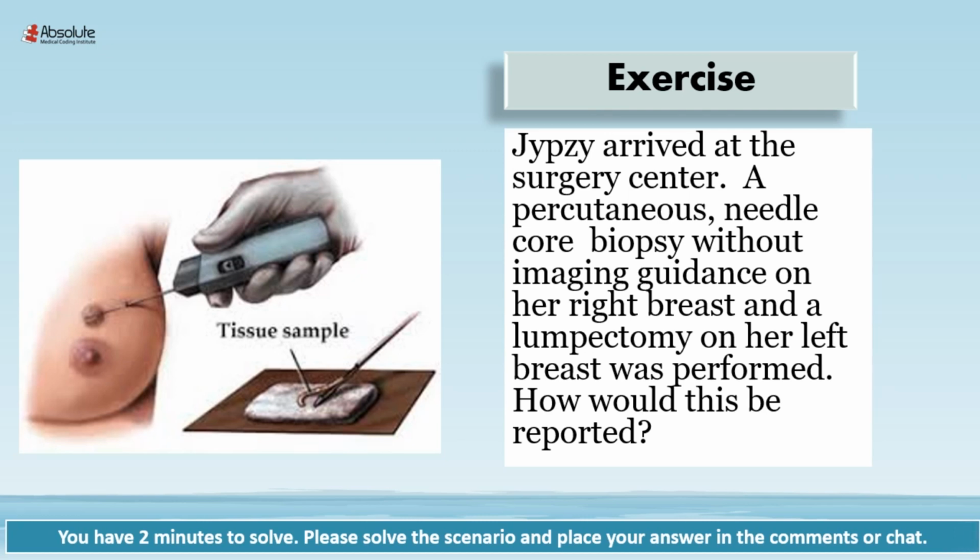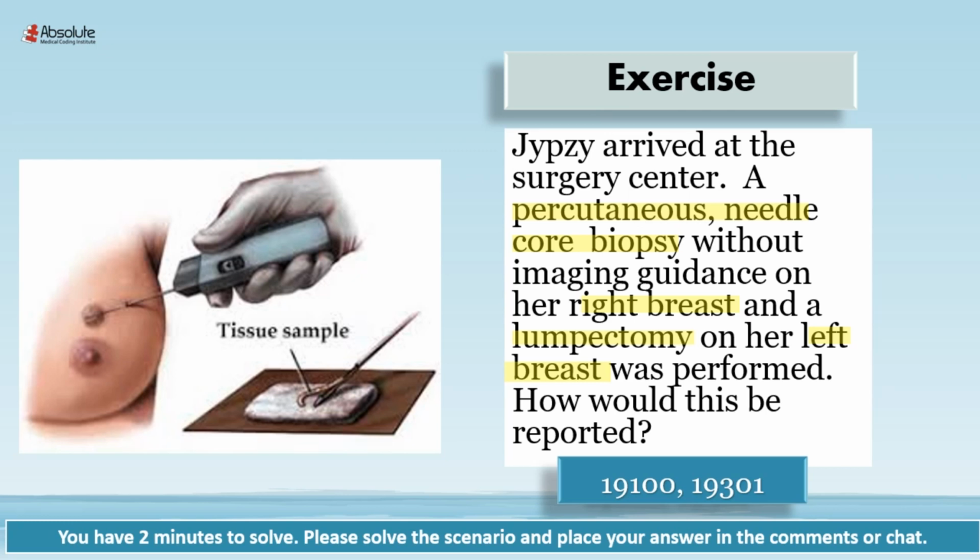Okay, do you have your codes? Let's go ahead and reveal. So there are two procedures going on here. We have a percutaneous needle core biopsy without imaging guidance on the right breast, and then we have a lumpectomy on the left breast. The codes here, 19100 and 19301. Now we're going to look to see if these codes pair together, if they can be coded together, and if there are any modifiers needed.